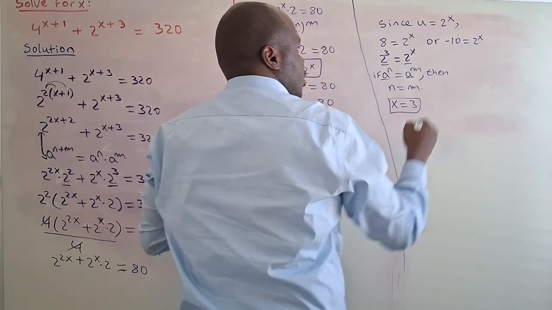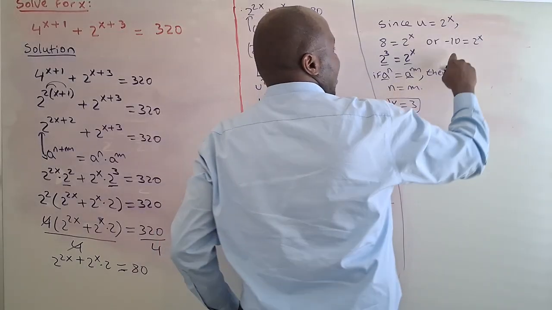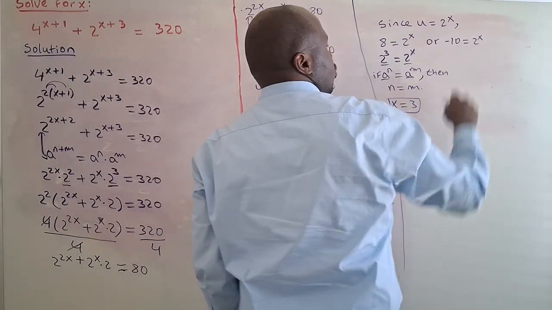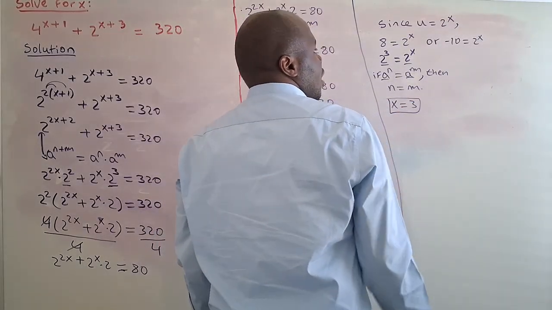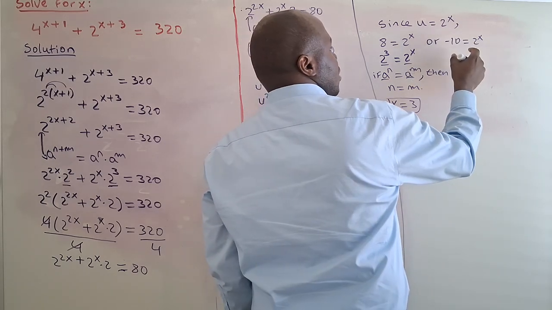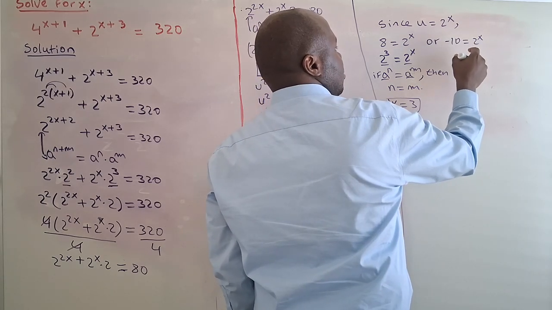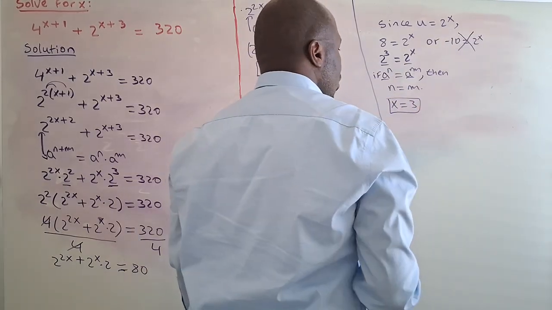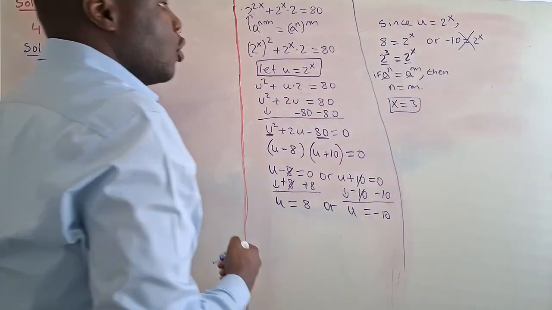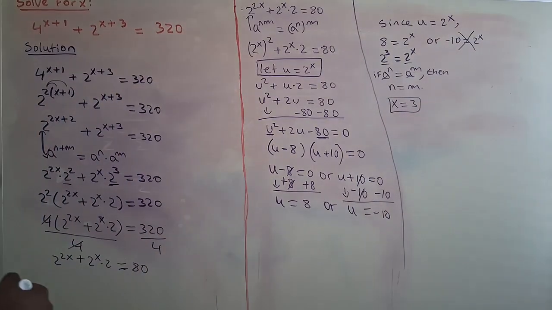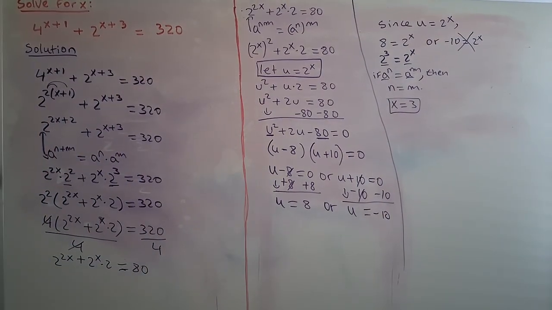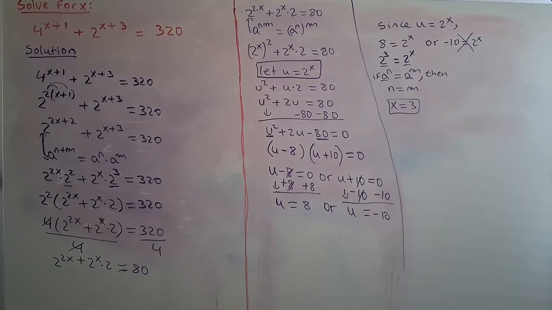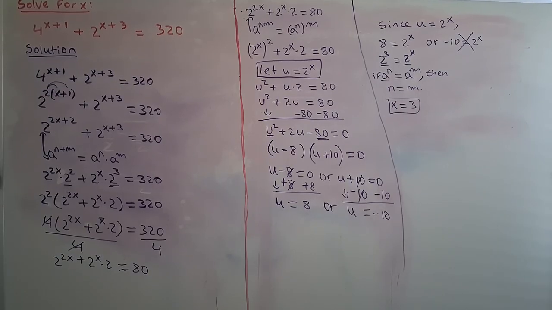Now let's try the other solution. We have negative 10 equals 2 raised to the x power. This one is not a solution because an exponential cannot equal a negative number. So the only solution we have is x equals 3. That's how you solve for this exponential problem: 4 raised to the x plus 1 power plus 2 raised to the x plus 3 power equals 320.